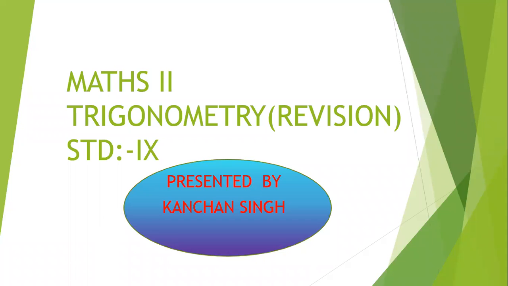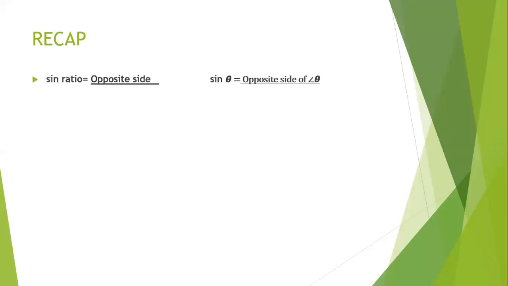Let us continue with the revision of trigonometry. Let us quickly recap what we have done last time. Sine ratio is equal to opposite side upon hypotenuse, that is, sine theta equals opposite side of angle theta upon hypotenuse.